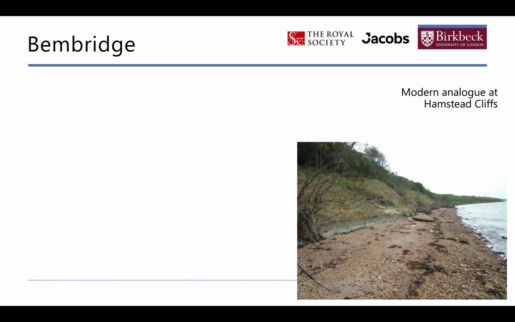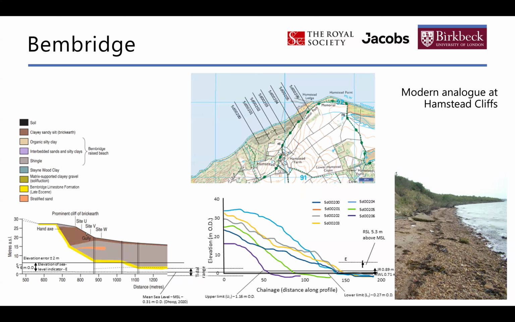At Bembridge, this is in, it's not called the Bembridge Marls anymore, but I can't remember what it is called. It's softer. So you can see that this modern analogue at Hampstead Cliffs is much less clear about where the edge of the cliff is and where the beginning of the wave cut platform is. Nonetheless, we did the same thing there. We came up with some approximation of where the bottom of the cliff was and corrected those elevation estimates as well. And again, the paleo cliff line is not very clear either, but we did our best.